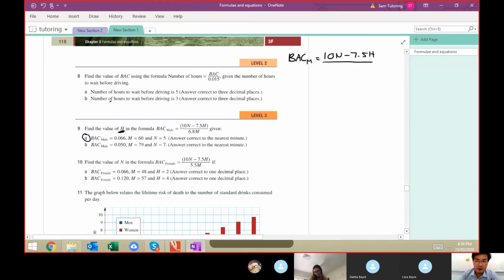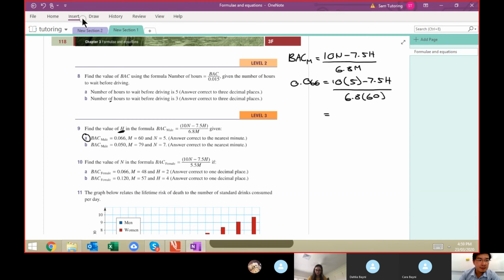Let's write everything again. This is BAC male, so it'll be 6.8 capital M. Is BAC given to us? Yes. We just write 0.066 is equivalent to 10, the number of drinks this person has, times 5 minus 7.5 capital H, all over 6.8 bracket M. What's M? 60 kilograms. Okay. And you basically make H the subject here.